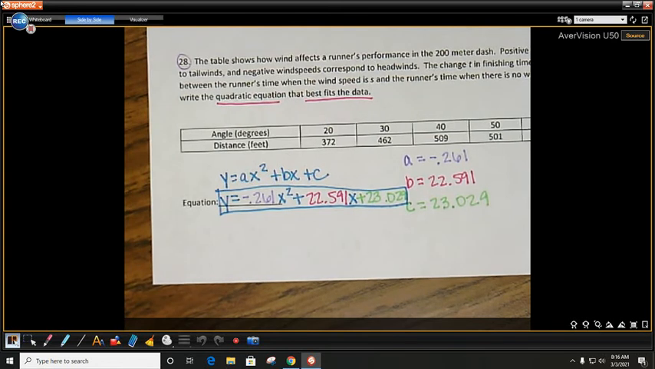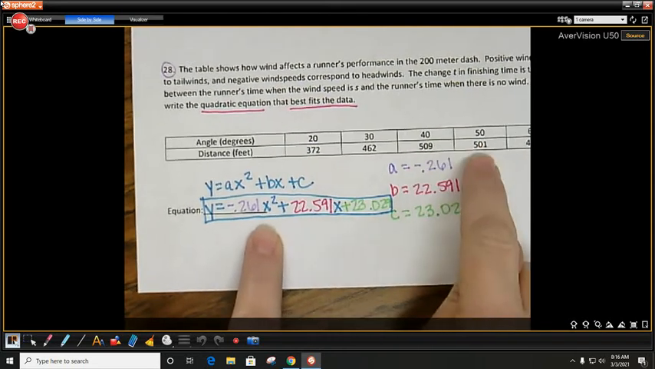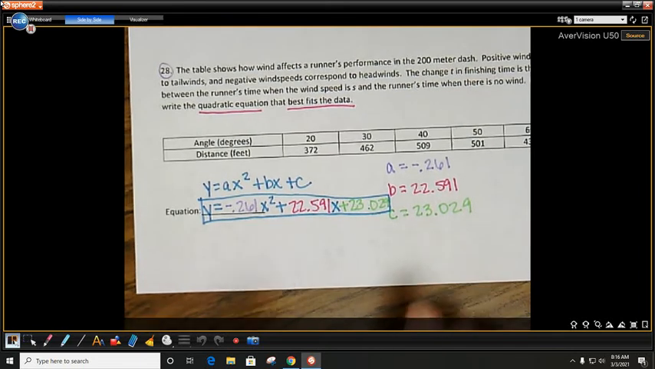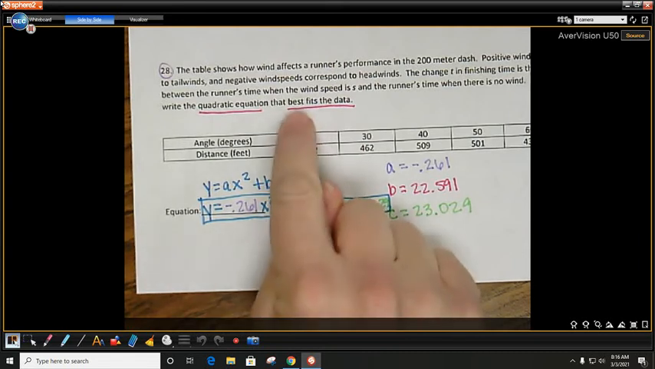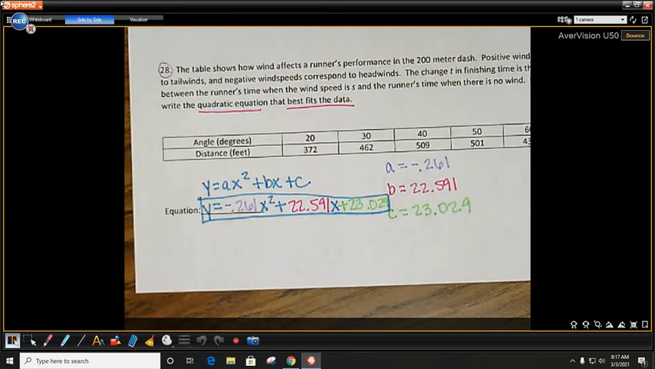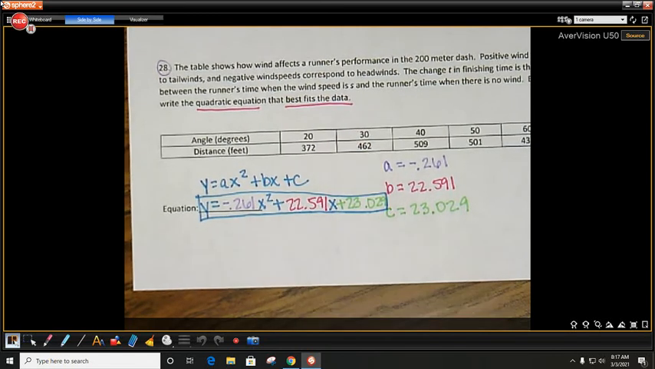Now, if I were to graph this and pull up the table, I wouldn't necessarily see these exact values, because in the real world, you're not going to be able to find an equation that exactly fits your quadratic data, because it's not going to be perfect. This is the best fit for the data. So if I did graph this and pull up the table, I could go to x being 20 and I would have a y value pretty close to 372. I could go to x being 30 and I would have a y value pretty close to 462.